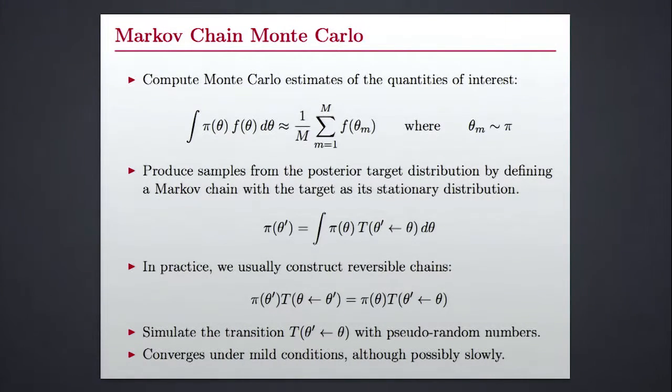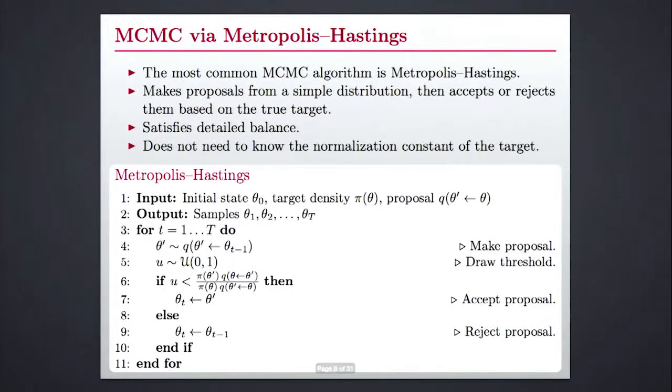And the basic idea is we write down this Markov chain, we construct it in such a way that it leaves our target posterior distribution invariant, and then we use pseudo-random numbers from our computer to simulate this thing forward, and it will converge to pi, hopefully under relatively mild conditions, although it may take a long time. So the kind of sledgehammer of this kind of work is something called Metropolis-Hastings.